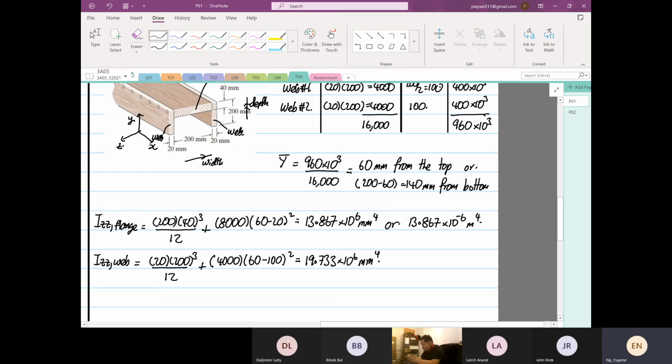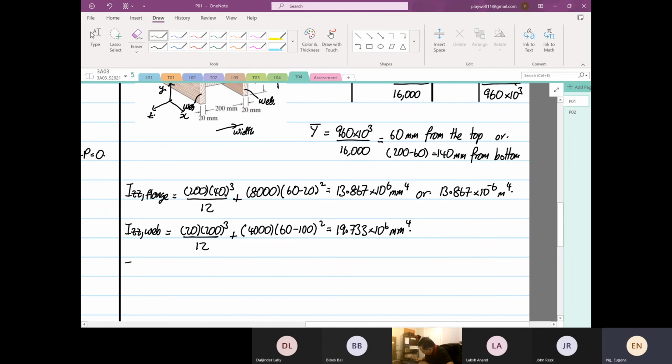Okay, so let me try again. 20 times 200 to the power 3 divided by 12 plus 4,000 times (60 minus 100) squared. 19.733. Okay, so now we can calculate our IZZ is equal to 13.867 times 10 to the power 6 plus twice 19.733, because you have the left and the right web. So 13.867 times 10 to the power 6 plus 2 times 19.733 times 10 to the power 6.